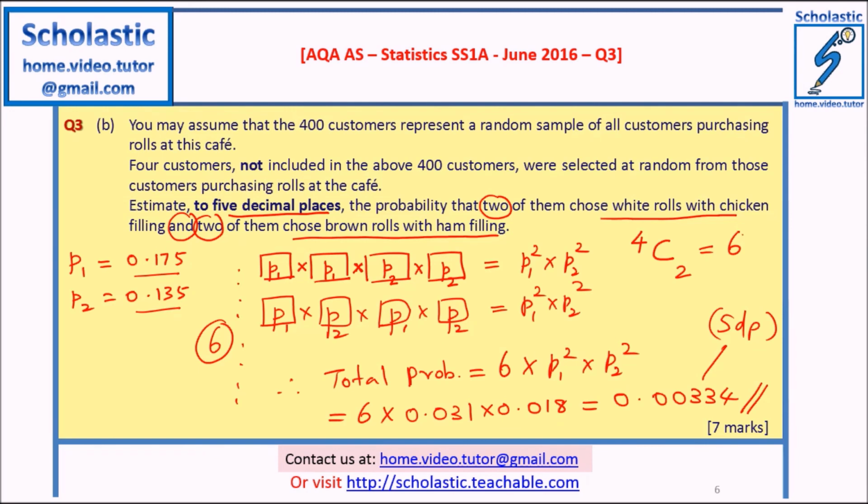So it is worth about 7 marks for this particular question. So this is a bit of a confusing question, but if you read carefully, it is quite straightforward. Basically, we need to find two probabilities and then multiply them and then find the number of combinations that we found to be equal to 6.